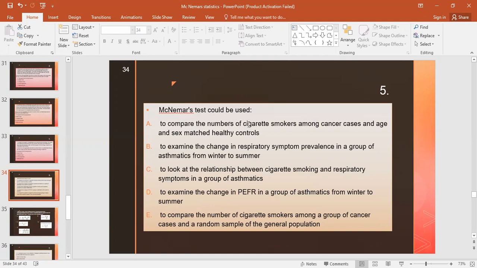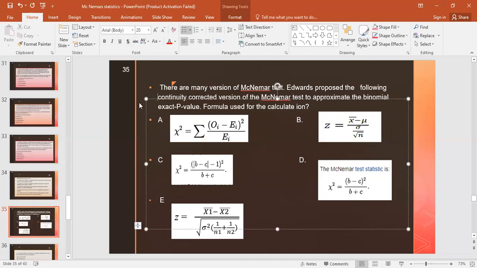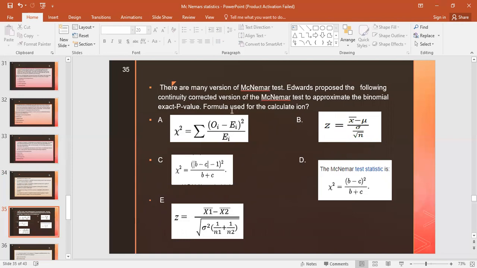A is the right answer, to compare the number of cigarette smokers among cancer cases and age and sex matched healthy controls. There are many versions of the McNemar test. Edwards proposed the following continuity corrected version of the McNemar test to approximate the binomial exact p-value. Formula used for the calculation. B is the right answer.